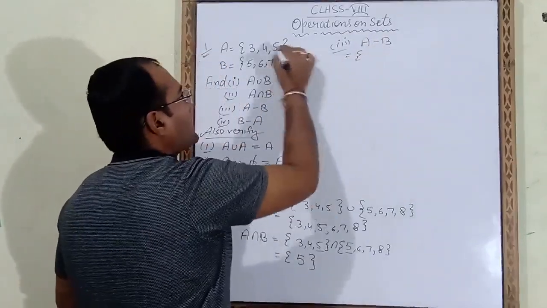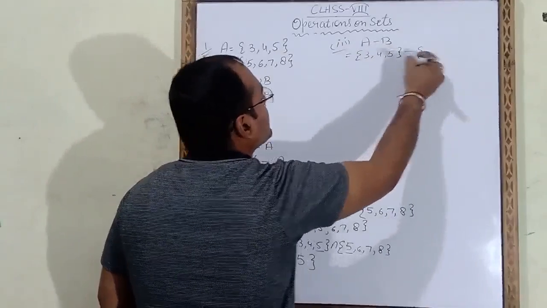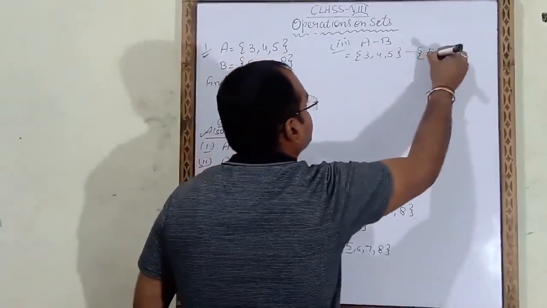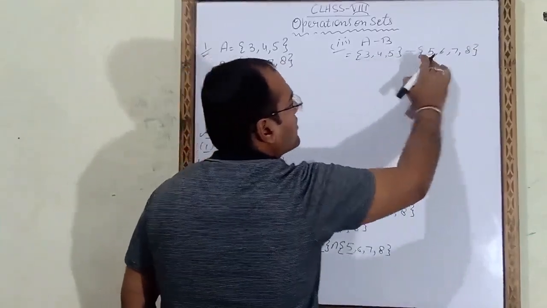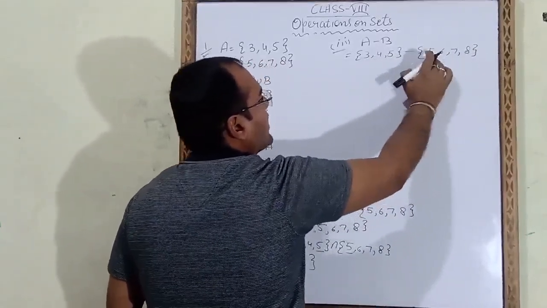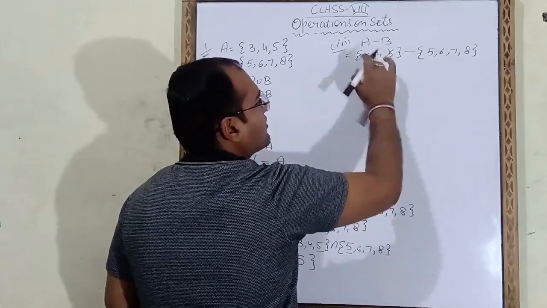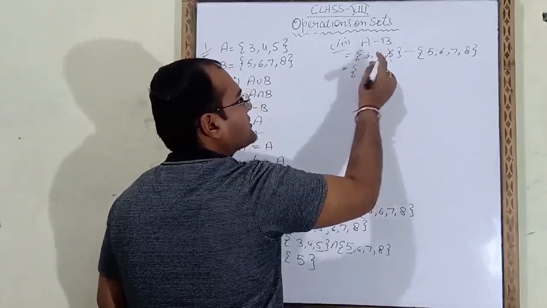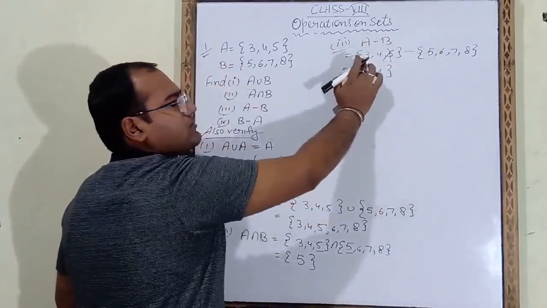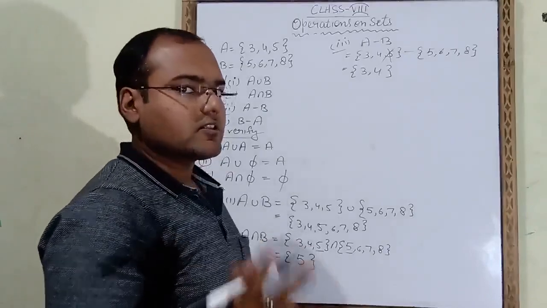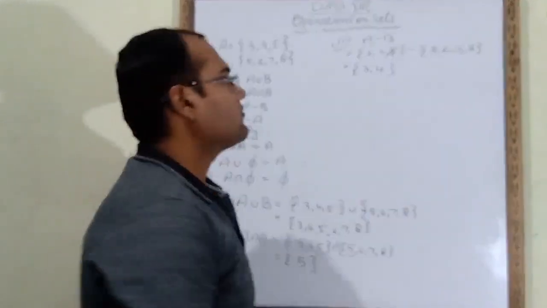So from A elements, that means 3, 4, 5, we have to remove B elements 5, 6, 7, 8. From these numbers, we have to remove all the four numbers. 5 we will remove, 6 not there, 7 also not there, 8 also not there. So the final answer of A minus B will be 3 and 4, because which elements are remaining here? 3 and 4 are remaining. That's why the answer of A minus B will be 3 and 4.